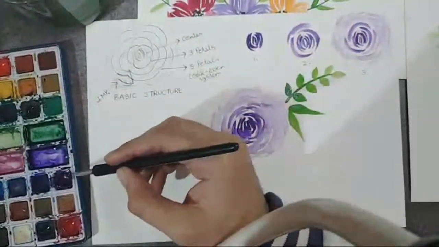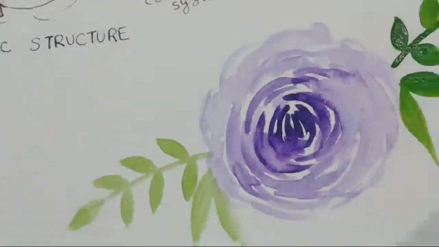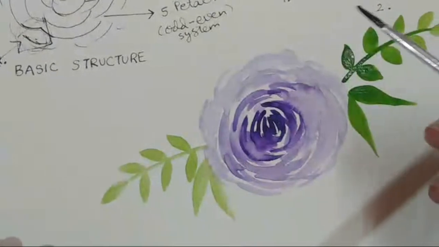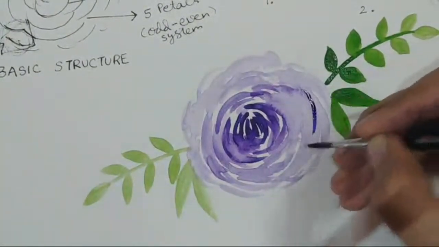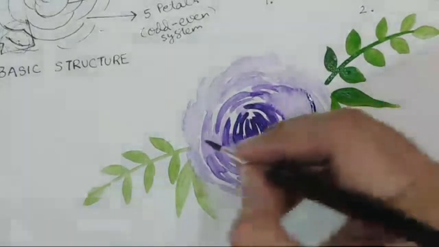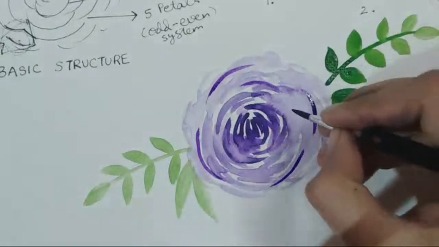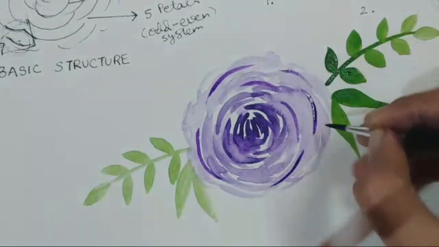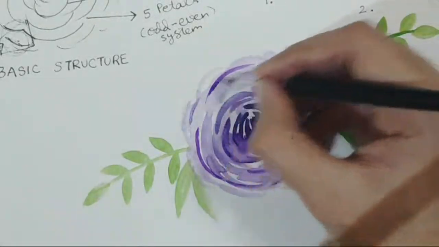Now what I'm going to do is the last final touch up for the rose. So I'll take some color in my paintbrush and I'll make certain strokes like this here and there. One here, inside and outside, anywhere you can make it. Yeah, so we are defining some more petals actually.